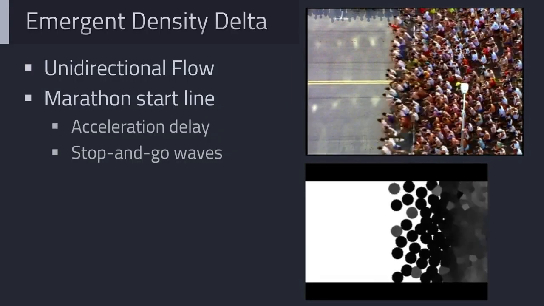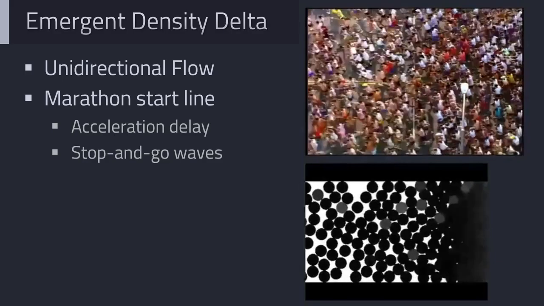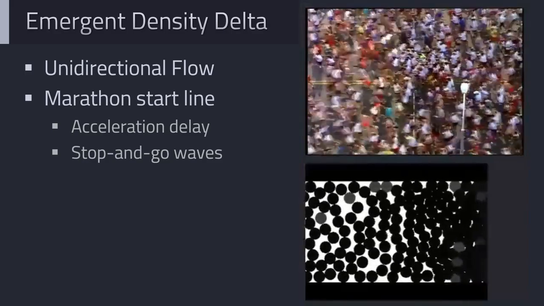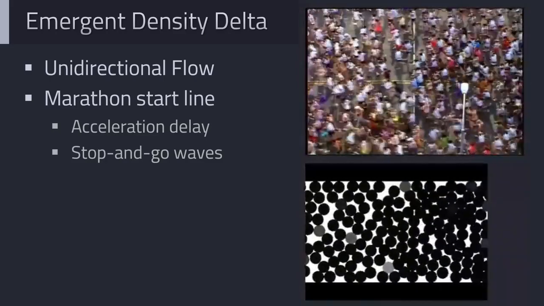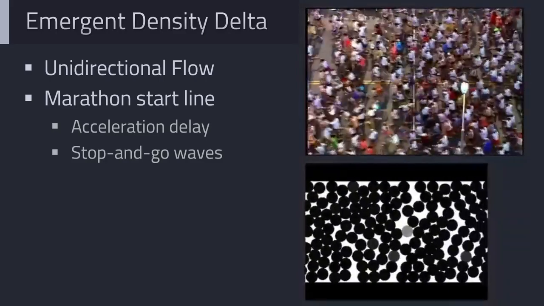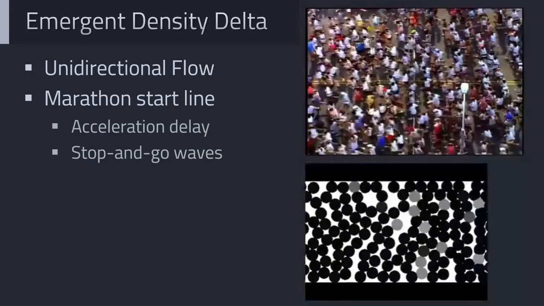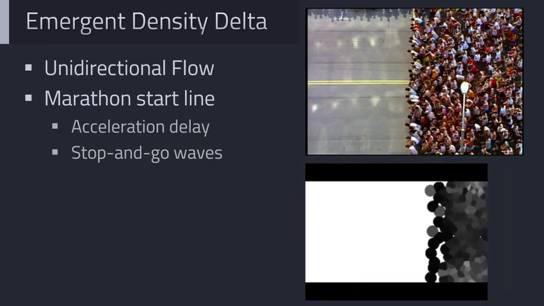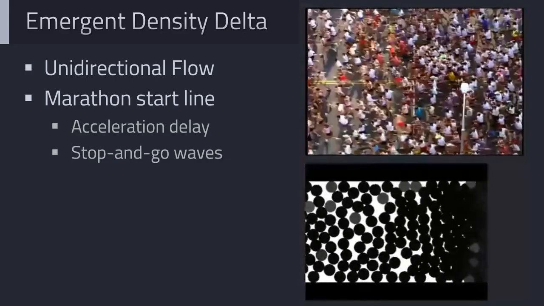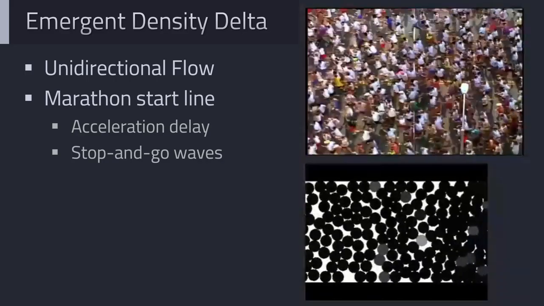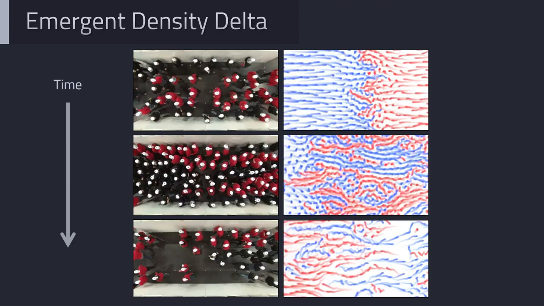Another thing we were looking into is whether we can reproduce the change in density. In uniform flow, we've tested this out in marathon-like scenarios where there's an acceleration wave that moves backwards, and we're able to reproduce that convincingly because everyone tries to maintain their personal space while trying to compete with each other. And we were happy to see that we're also able to do that for bidirectional flow, which has a different set of characteristics for the density.